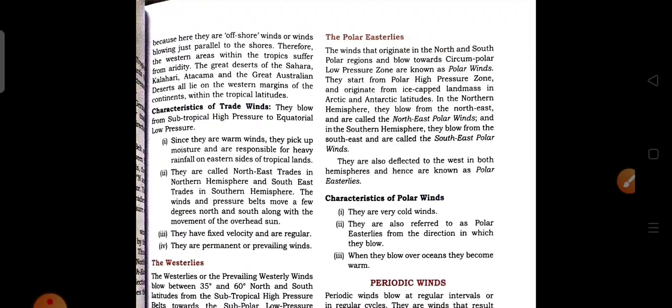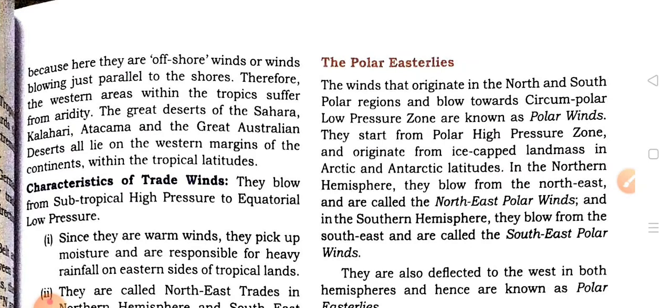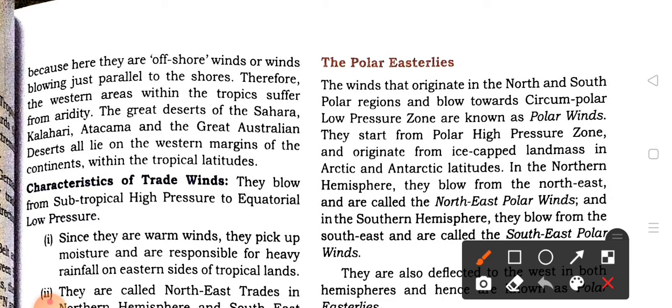It does not bring any rainfall to the western coast of the continent because here they are offshore winds, or the wind blowing just parallel to the shore. So if this is a continent and this is the shore of the continent, it is just flowing parallel to the shore. That's why it does not contain any moisture, and it is the offshore type of wind. So for that reason it does not give any rain to this part of the continent. Therefore, the western area within the tropics suffers aridity. The western part of any continent in the tropics suffers from aridity.